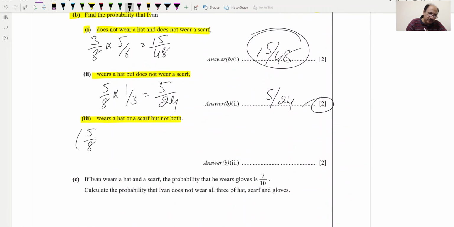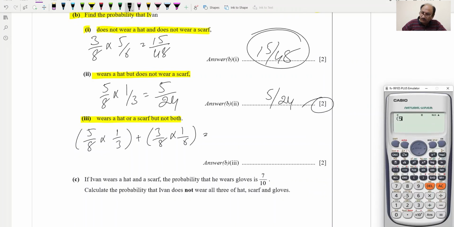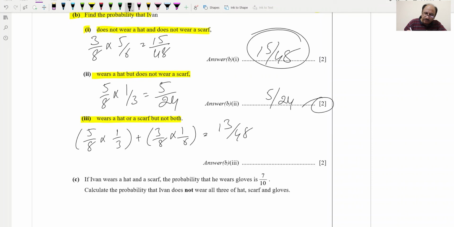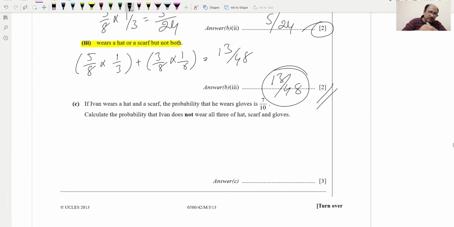So 5 by 8 into 1 by 3 plus 3 by 8 into 1 by 6, and this will be equal to what we can write: 5 over 8 into 1 over 3, and bracket will be closed, and plus 3 over 8 multiplied by 1 over 6, and this will result in 13 over 48. So 13 over 48 will be our final answer for this part, which is a 2 marks part.